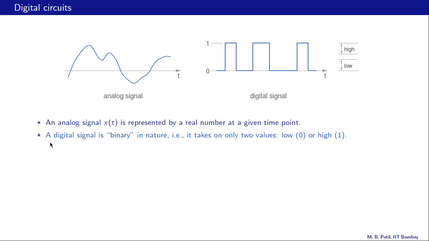Whereas a digital signal is binary in nature. What is the meaning of binary? That means it takes on only two values, low or high, a low value or a high value. The low value is denoted by 0 and the high value is denoted by 1. Typically, this low value is 0 volts and the high value is 5 volts.